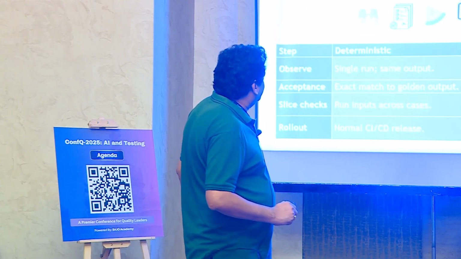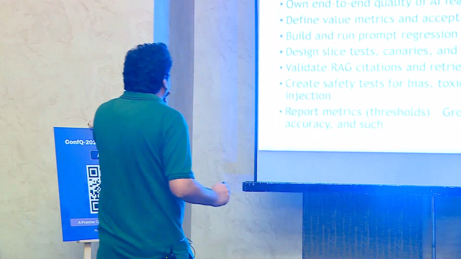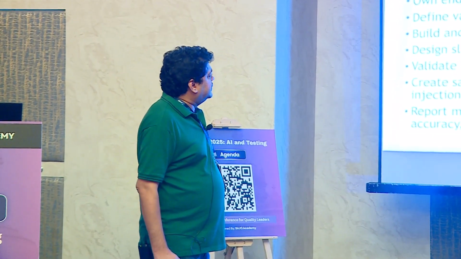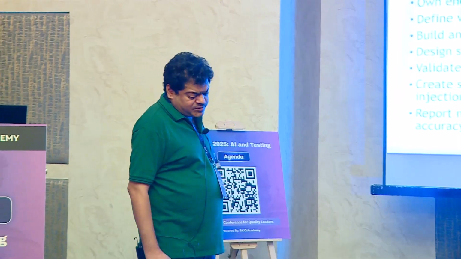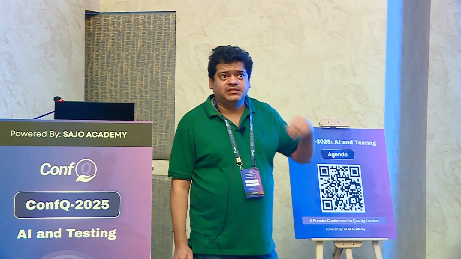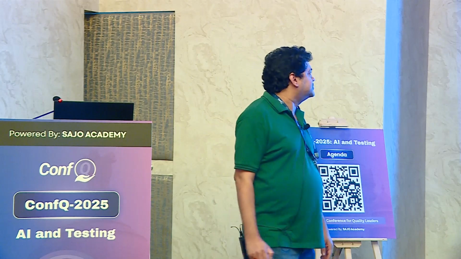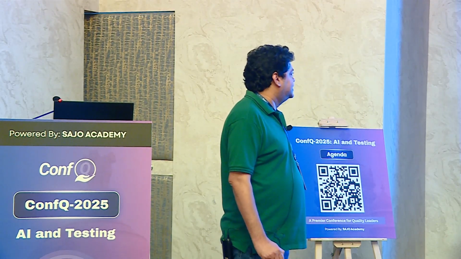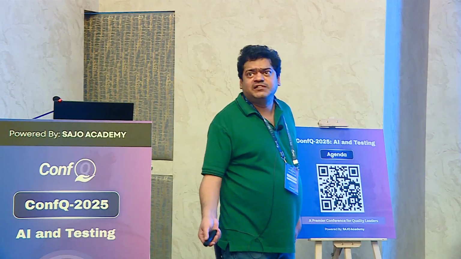So let me focus more on the careers part of it. This would be a typical job description that I will let you read yourself, that you will see very soon for software testers: own end-to-end quality of AI features and agents. So what you are going to test are AI agents themselves.